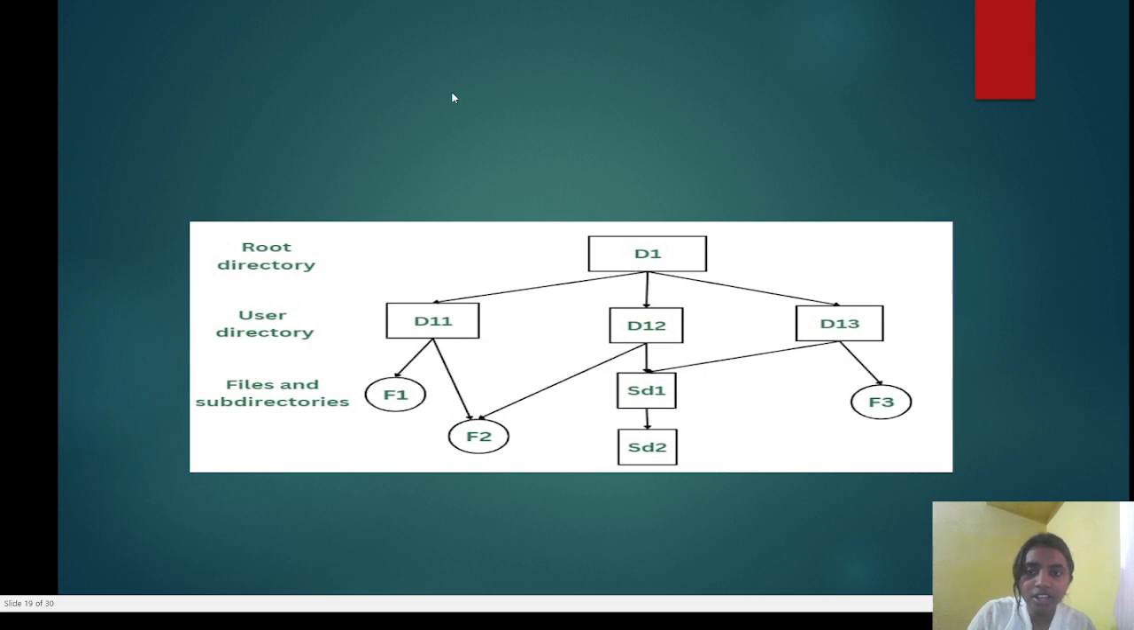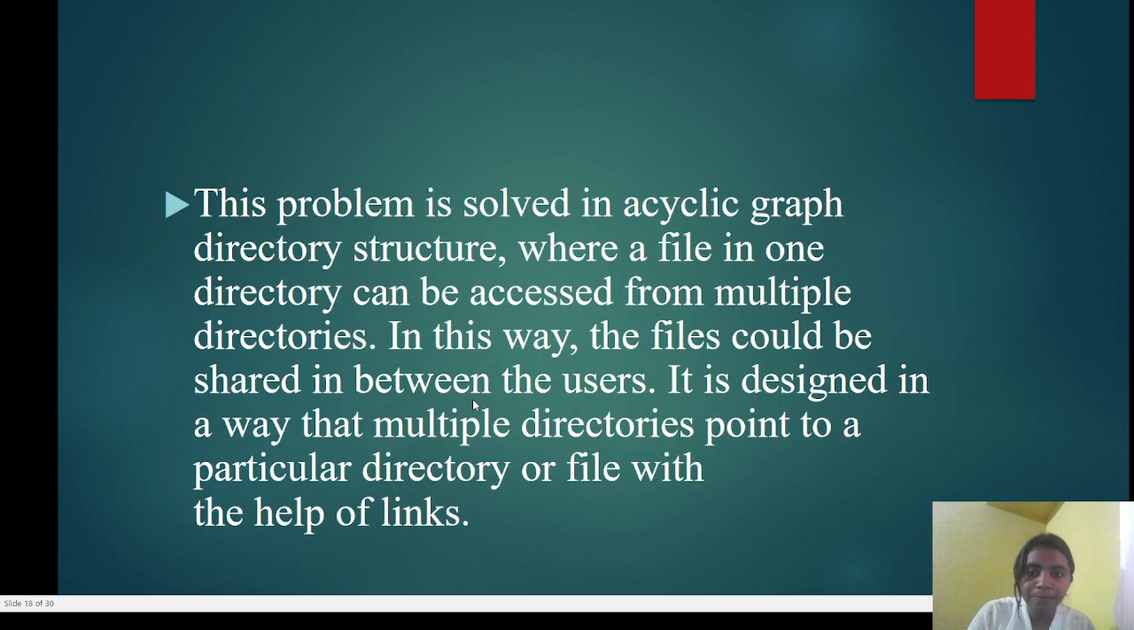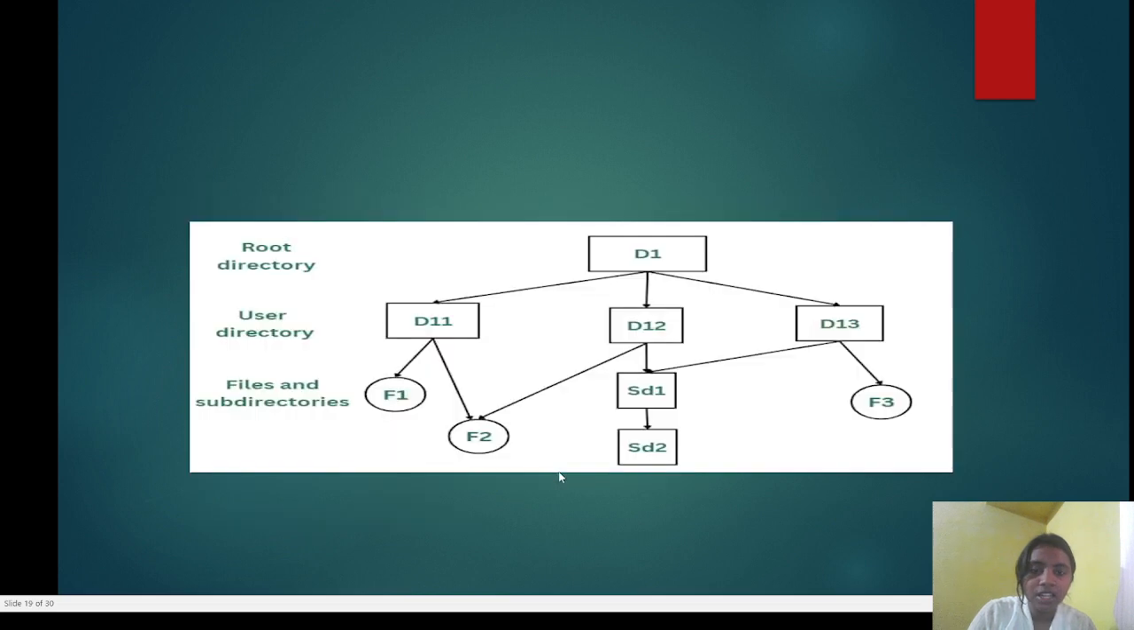You saw the three directory structure. In that also we are not able to share the files, but here the access of the file can be done. In this way, the files could be shared between the users. It is designed in a way that multiple directories point to a particular directory or file with the help of links. With the help of the link, we can access the file F2 from D12 and the D level can also access the file F2.